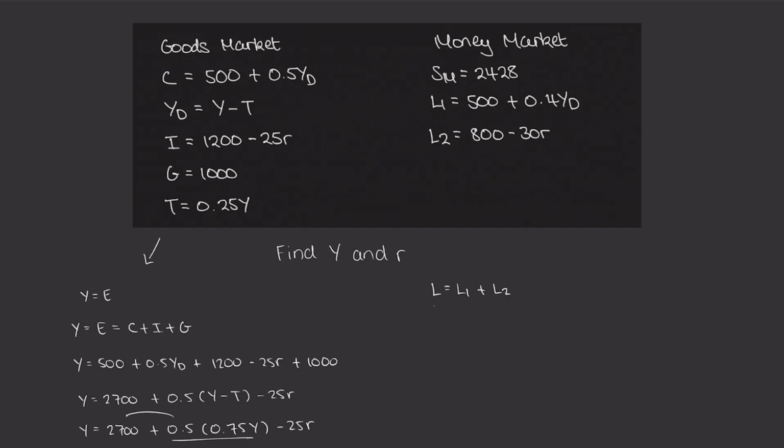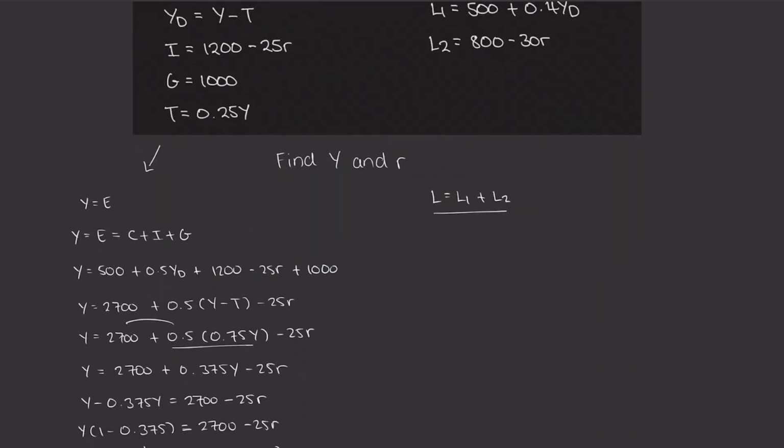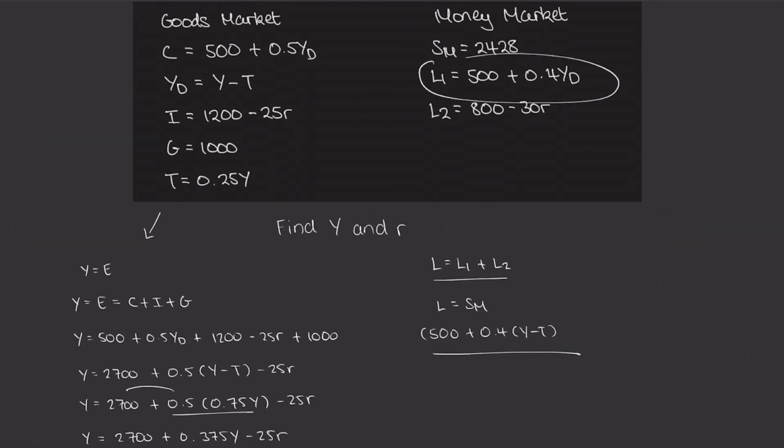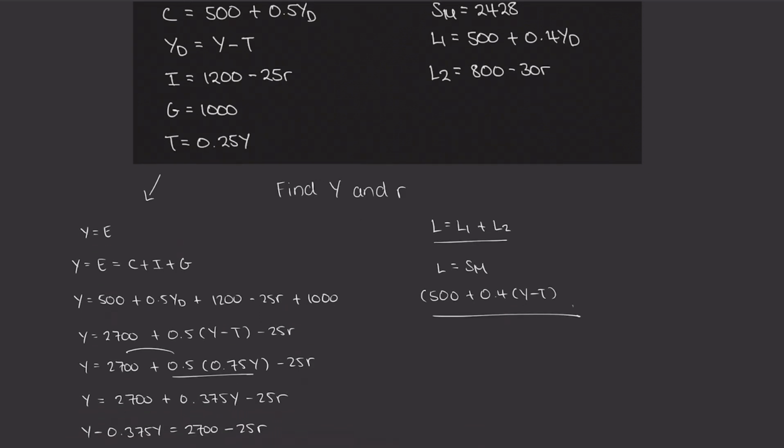So just know that LP is made up of L1 and L2, right? And then you've got your supply of money, of course. So we can state that L equals supply of money, and this is basically 500 plus 0.4 times (y minus t). So I got this from this, and the yd is from over here. Yes, the identities do mix because it's the same thing, right? So that's how you can find yd here.